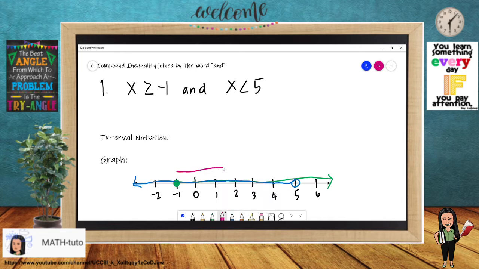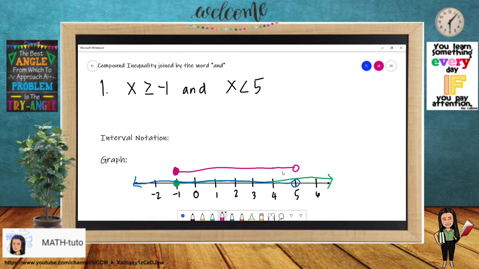So, this part is the intersection of the two graphs. Simula dito, shaded kasi it is shaded in this graph. And then, yung dito, yung 5 is not included. So, this part here is the solution set that is defined by x greater than or equal to negative 1 and x less than 5. These have to be true at the same time kasi nga yung word na and.